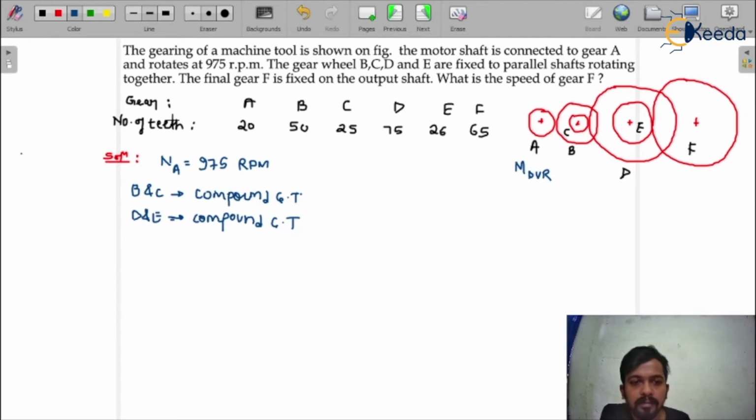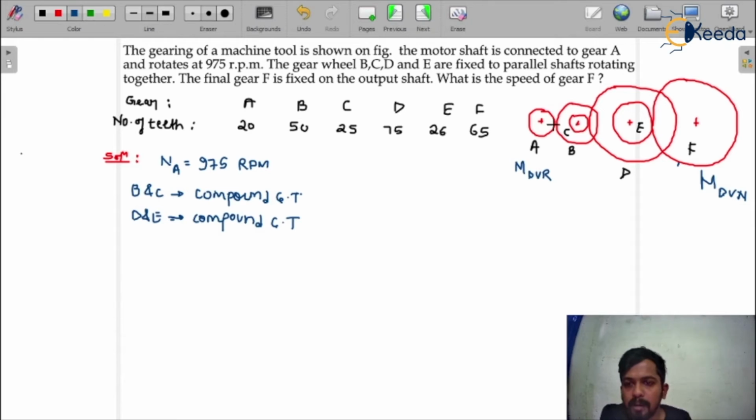NA is given. The final gear F is fixed on the output shaft. And what is the speed of the gear F? We have to calculate the speed of gear F. So this would be the main driven, because the input is the driver and the output is the driven here.